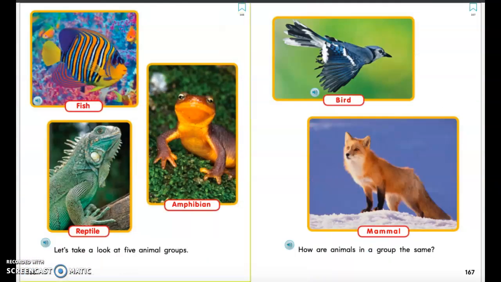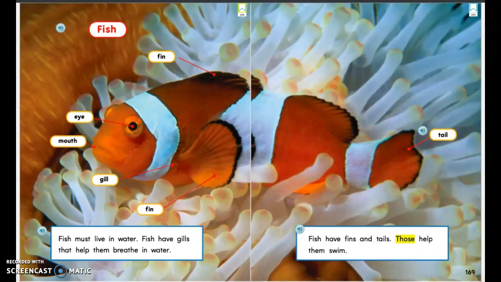Let's take a look at 5 animal groups. How are animals in a group the same? So our 5 groups are fish, reptile, amphibian, bird, and mammal. We're starting with fish. Fish must live in water. Fish have gills that help them breathe in water. Fish have fins and tails.